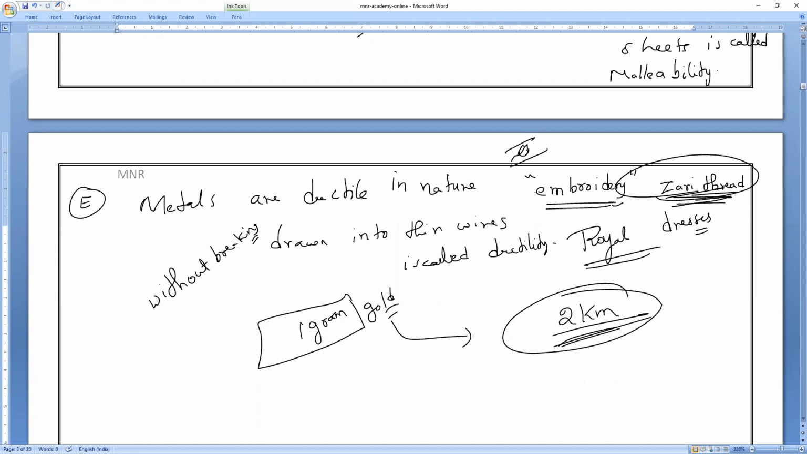If you see, particularly girls, during any of your relatives' marriages, you can notice the embroidery work. This embroidery work is made with that only. So you can see that. So this is the malleability and ductility of metals.